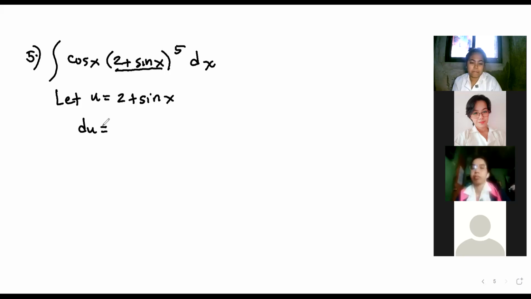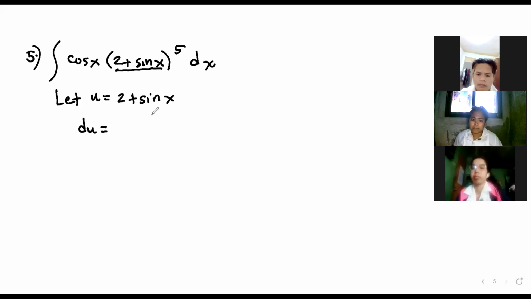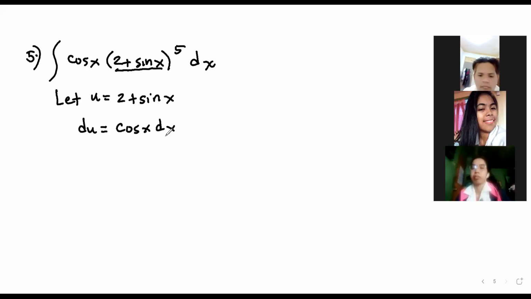Okay, derivative. What is the derivative of sine? The derivative of 2 is 0. Quick, what is the derivative, not the integral, of sine x? The derivative of sine x is cos x dx. Again, class, in derivatives only the cosine has the negative. So the derivative here is positive cos x dx. The cos x dx is in the given.